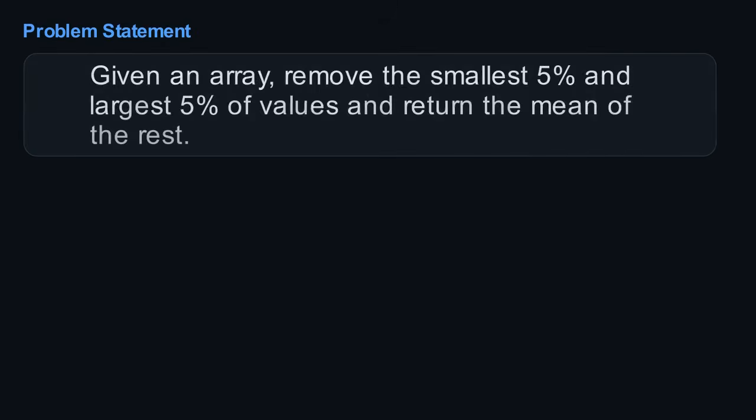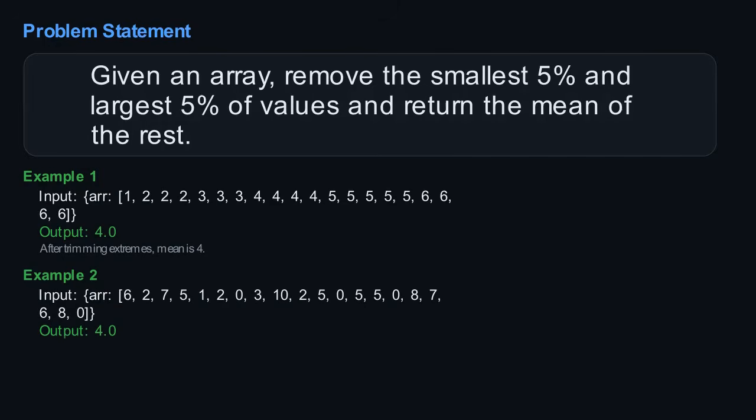The problem asks us to calculate the mean of an array after removing the smallest 5% and the largest 5% of its elements. The input is an integer array, and the output should be a double representing the trimmed mean. The core challenge is identifying and excluding these specific elements before performing the average calculation.